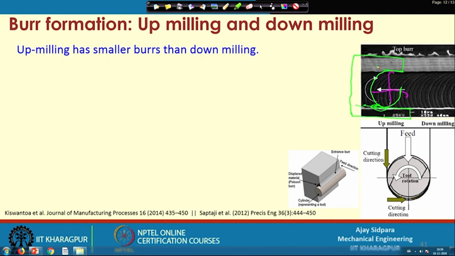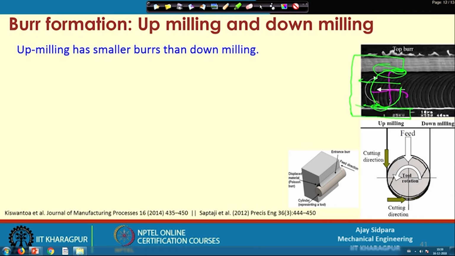And when you look at this particular location, what is going to happen here? Your tool is leaving the surface, whereas in this other case your tool is entering the surface. So, if some burrs are formed at this location, there is no way your cutting edge will remove that burr formation, because your movement is in this direction.